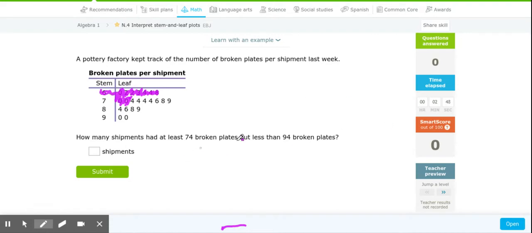So at least 74, but less than 94. And actually everything is less than 94. So everything that I have left listed here is at least 74, but less than 94. So let's count how many there are. There's 1, 2, 3, 4, 5, 6, 7, 8, 9, 10, 11, 12, 13 shipments.